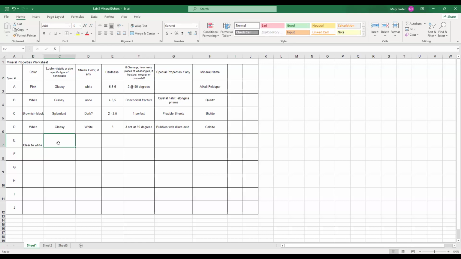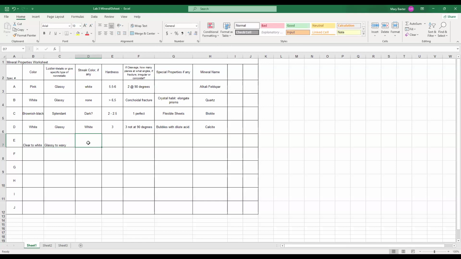What about luster? I'm getting a pretty good blink of light, right? So it does have a kind of subtle waxiness to it though. So depending on what your specimen is, vitreous to waxy is what I'm going to put for my specimen, if I can spell it.